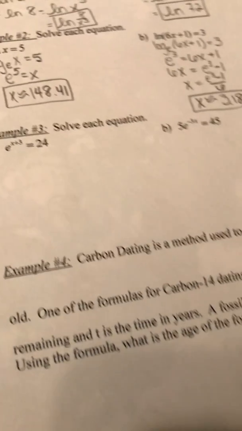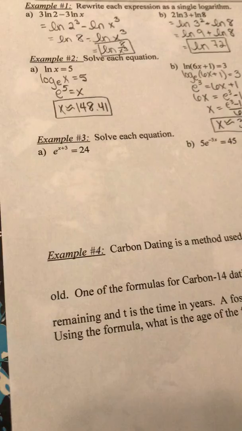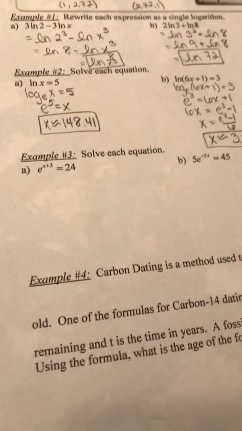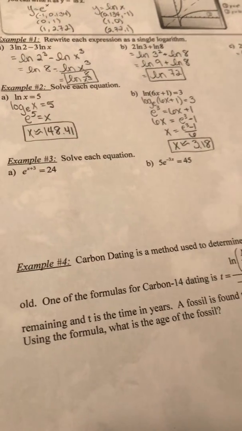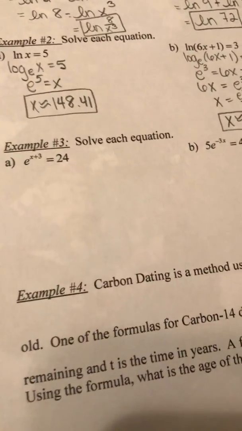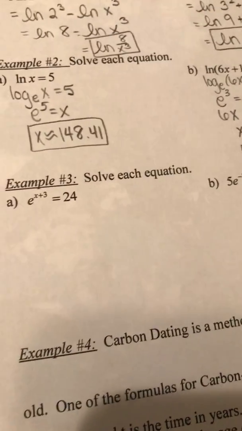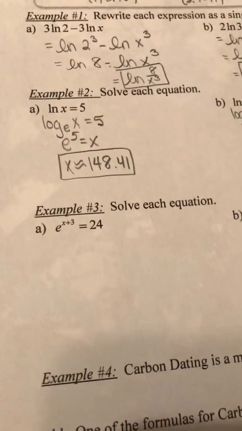Okay, example number 3. So now, do we have to check our answers for exponential equations? No, because there aren't any limitations. For logarithms, I can't take the logarithm of 0 or a negative due to the definition of what a logarithm is. So we have to check those. Thankfully, for example 2, we were good to go for all of them.